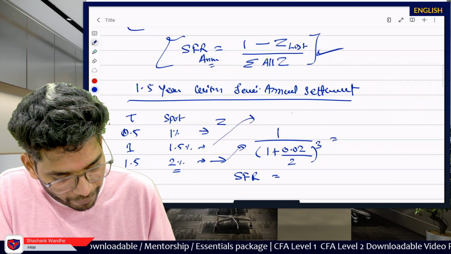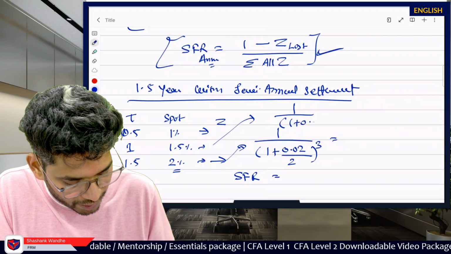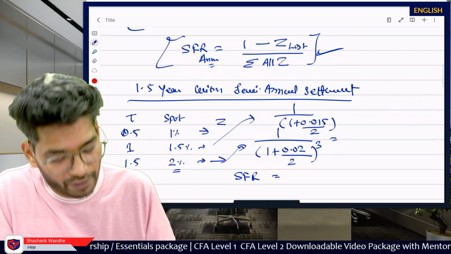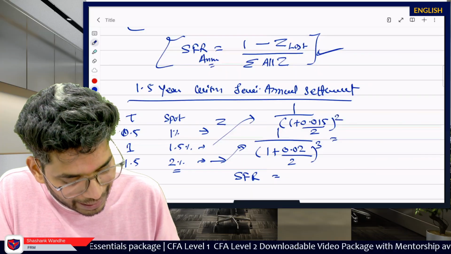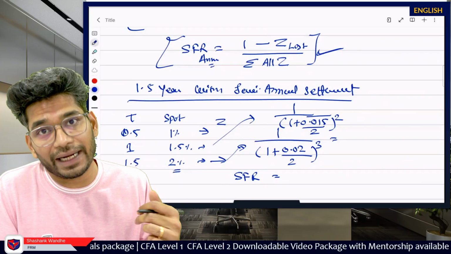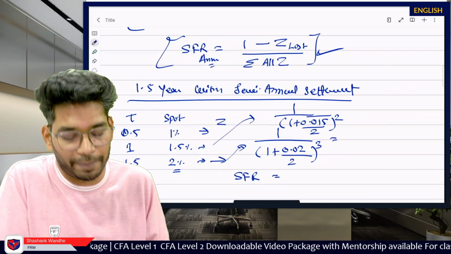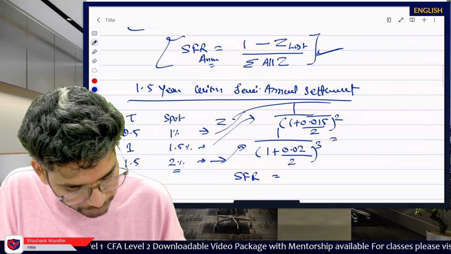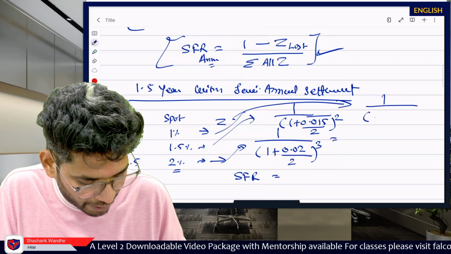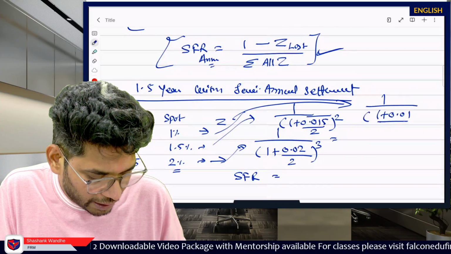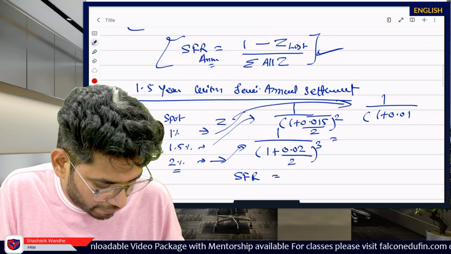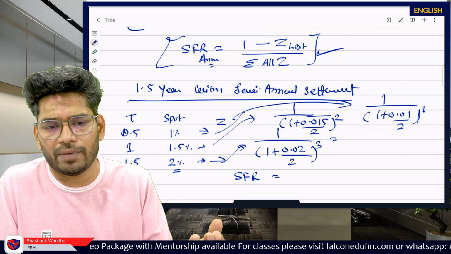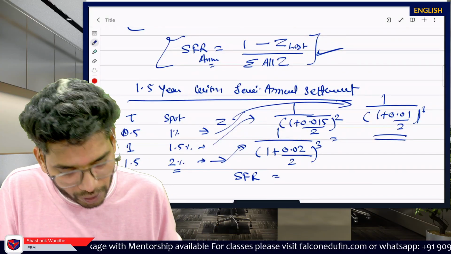For this, it will be 1 divided by 1 plus 0.015 divided by 2 again, because again, we have to first convert it into the semi-annual, and to the power 2 because it is for the 2 semi-annual periods, right? So 2 semi-annual periods are in 1 year. And for the first part, it will be 1 divided by 1 plus 0.01 divided by 2 to the power 1, because the first semi-annual period is 1 semi-annual period. As simple as that. So we got this.